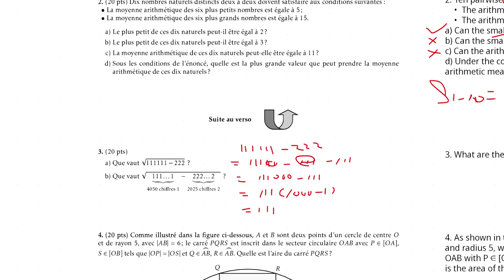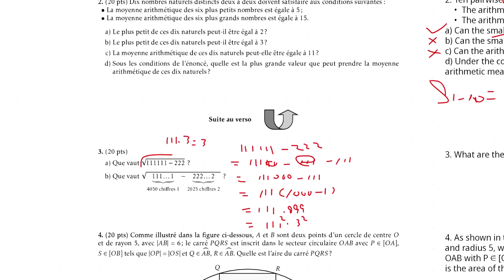999. And that is 111 squared times 3 squared. And of course, we have a square root. So the answer is 111 times 3, which gives you 333. So that's the answer for the first question.